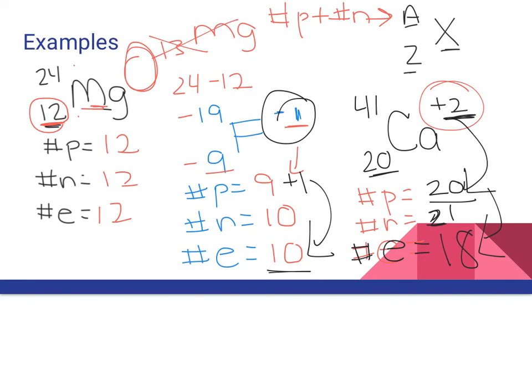So again, anytime you're given these atom symbols, you should be able to determine the number of protons, number of neutrons, and number of electrons contained within that atom or ion.